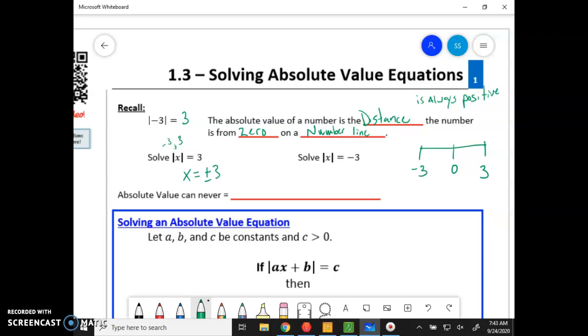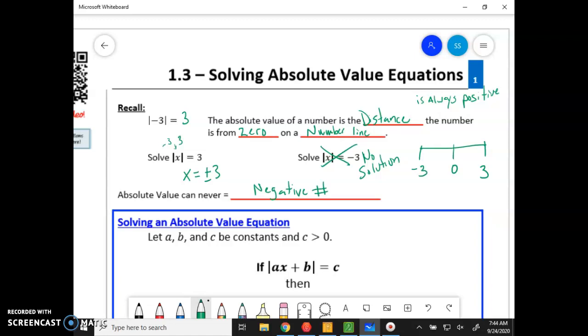All right, so what about this scenario here? Solve the absolute value of x equaling -3. Hopefully that made you puzzled a little bit. That can't happen, right? There's no number that can come out of the absolute value bars as a negative. So this answer would be no solution. Absolute value can never be a negative number.